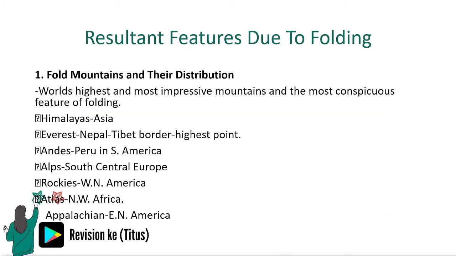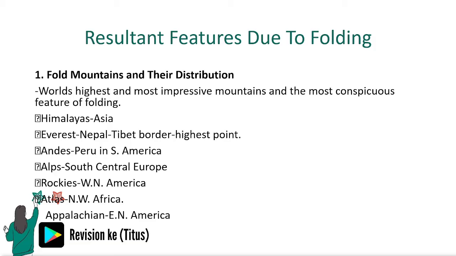One, we have fold mountains, and we're going to look at their distribution. The world's highest and most impressive mountains are the most conspicuous features of folding. We have the Himalayas in Asia, the Andes in Peru, the Alps in South Central Europe, the Rockies in West North America, and the Atlas in Northwest Africa.